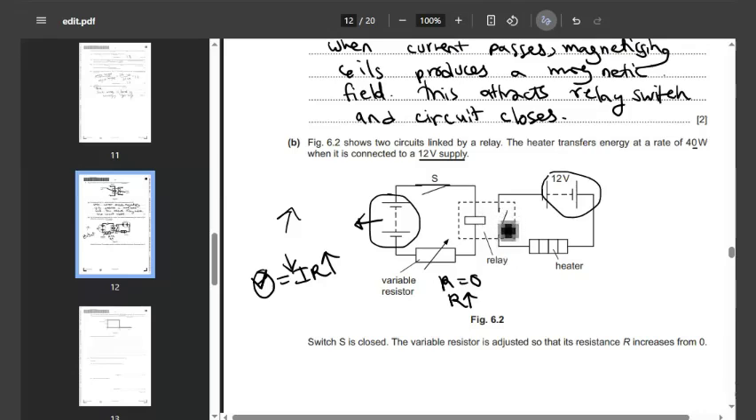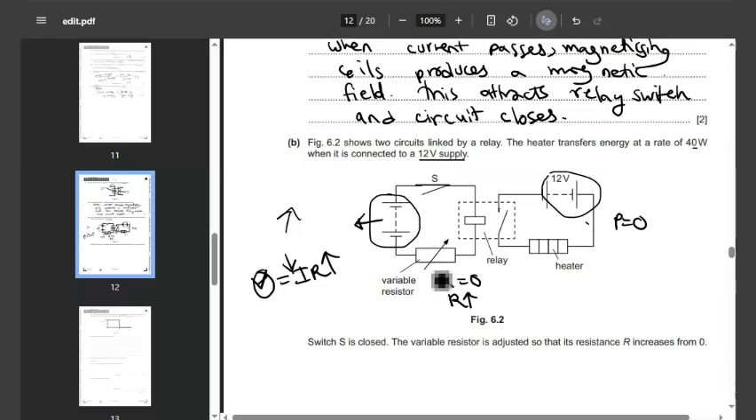And when this relay circuit opens, there will be no current flow inside the heater's circuit. So therefore the heater's power will quickly decrease to 0 when this relay switch is open.